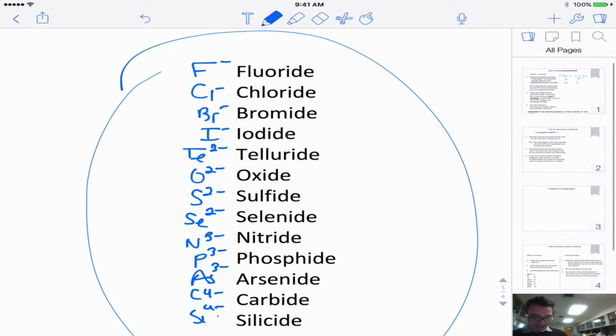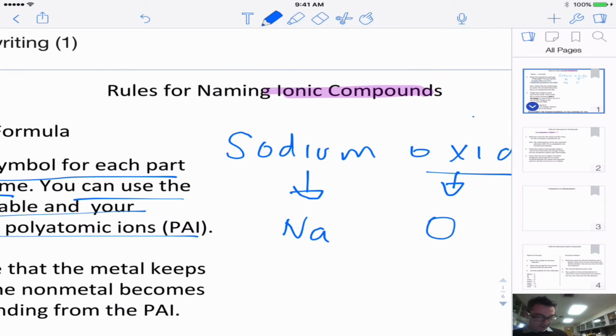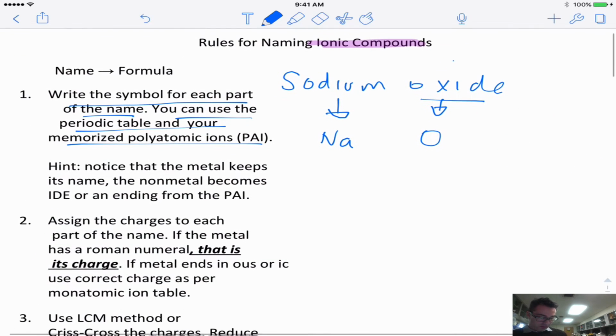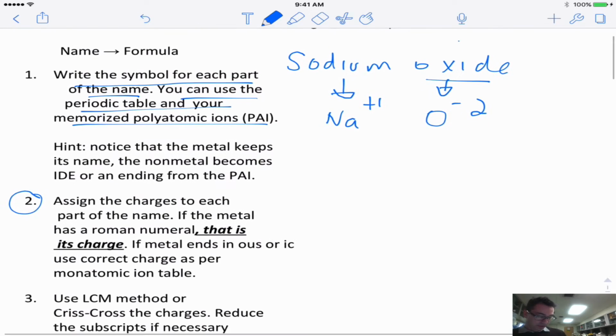So if we go back to page number 1 and we look at oxide, we know that it is just O. Now, what I showed you also was the charge. So we have sodium, we have oxygen, sodium oxide. Step 2 is to assign the charges to each part. So when I assign the charges, Na is in group 1, so it is +1. Oxide O is in group 16, and I also gave you the charge as -2. So now I have the charges for each one.